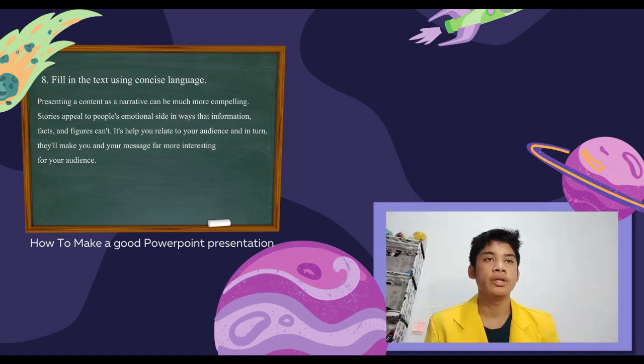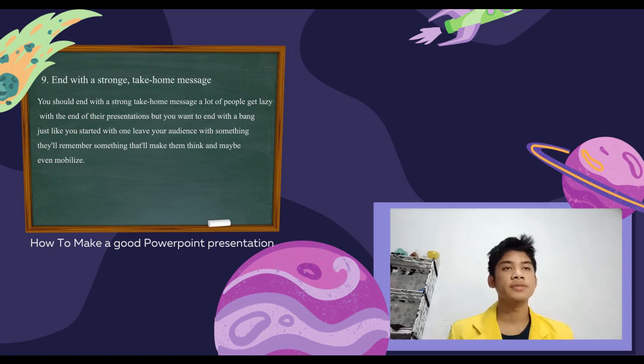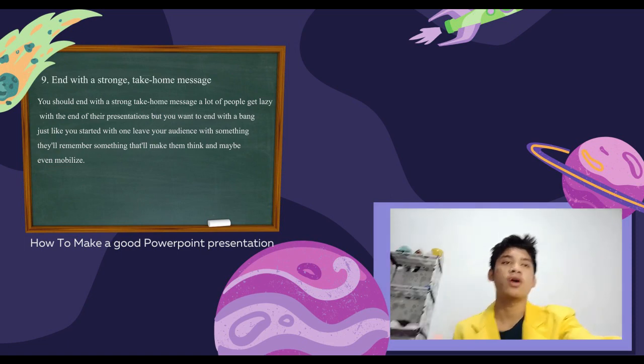Okay, the eighth point is fill in the text using concise language. Presenting your content as a narrative can be much more compelling. Stories appeal to people's emotional side in ways that information, facts, and figures can't. It helps you relate to your audience, and in turn, will make you and your message far more interesting for your audience.